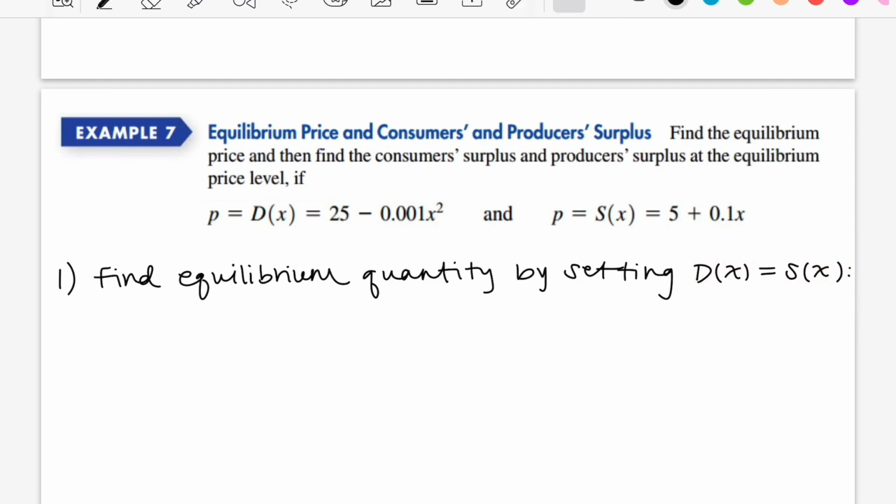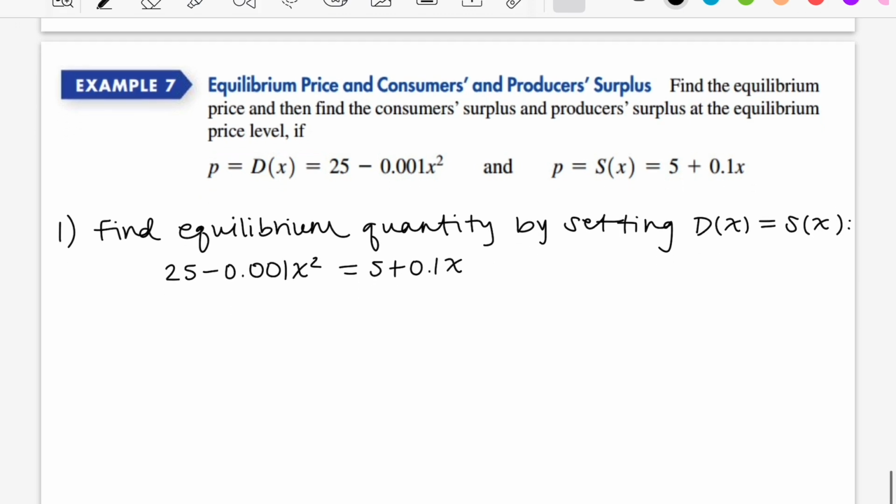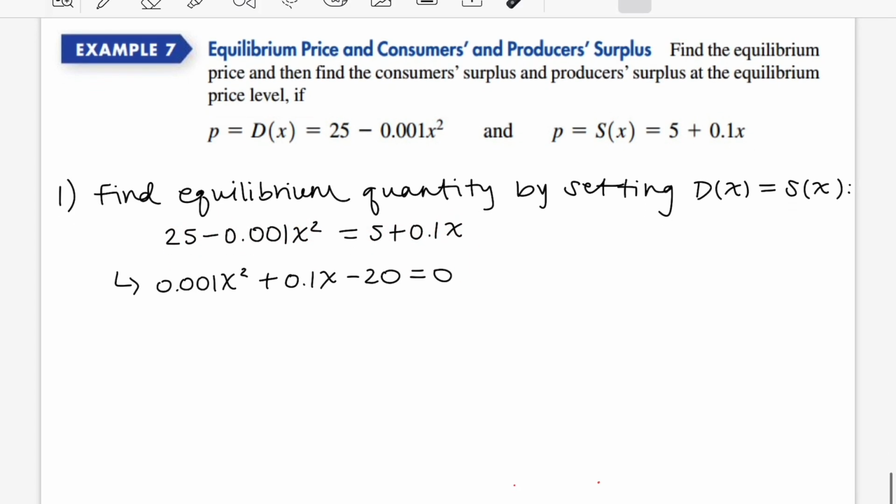So we have D of x is equal to S of x, so we'll have 25 minus 0.001x squared is equal to 5 plus 0.1x. What we can do here is rewrite this so everything's on one side. So we have 0.001x squared plus 0.1x minus 20 is equal to 0. All we did was add both of these terms to the other side of our equation.